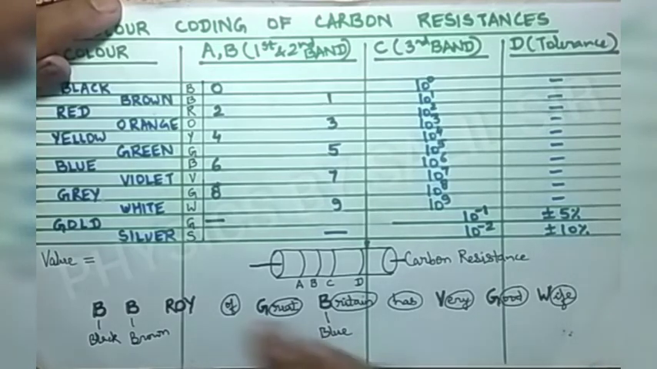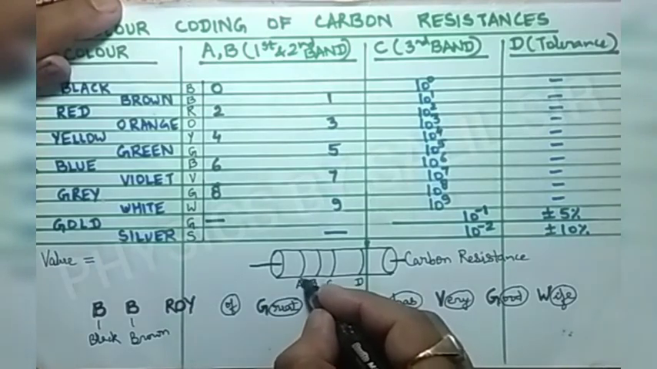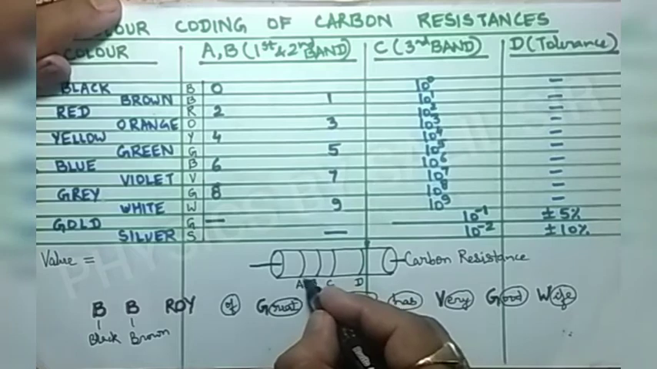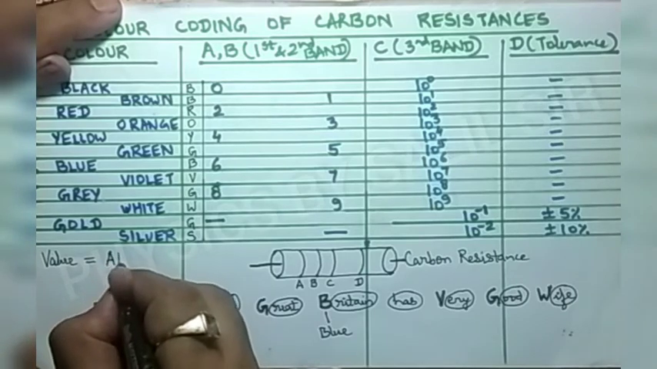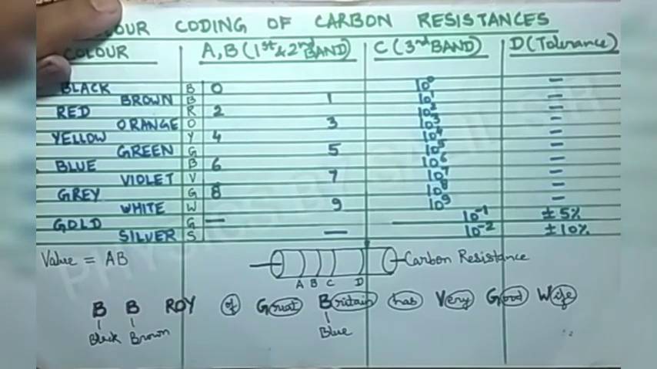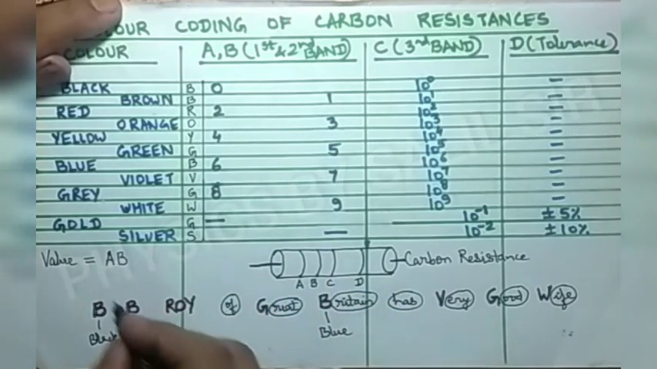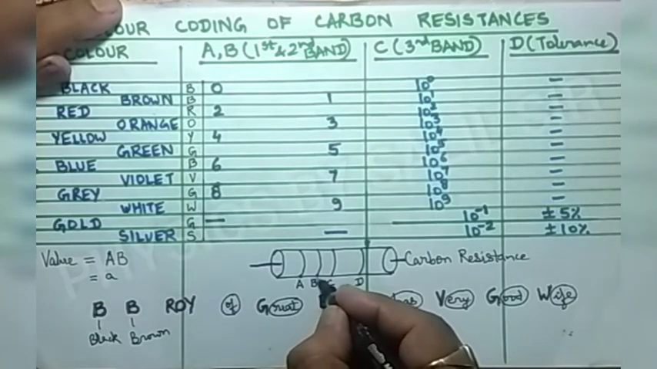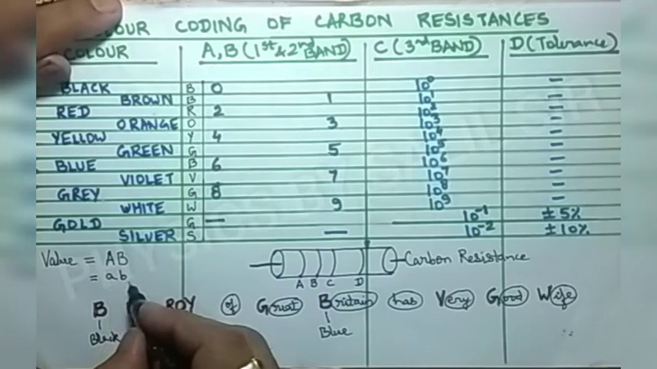Now we have learned about the first and second band. If in a resistor the first two bands have any color, then according to that band we will write the value of the color as given in the table. Suppose the value of color A is small a, and the value of color B is small b, then it will be written as AB.